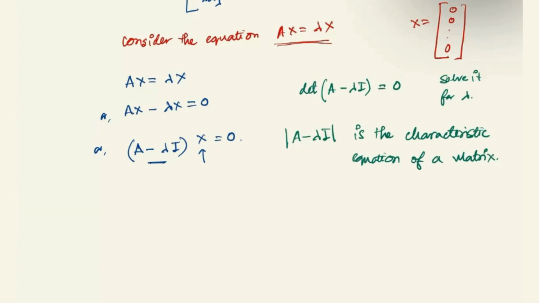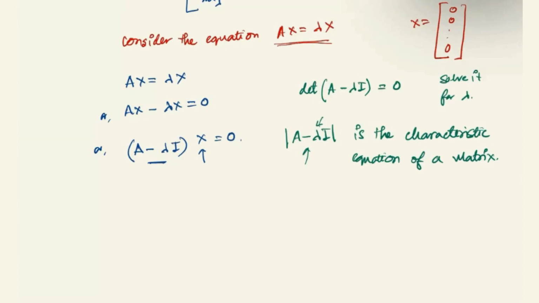And characteristic polynomial, whenever we expand this thing, it will become something in terms of lambda. So that will become the characteristic polynomial. There are many theorems. I'm not going to prove that, but let me take an example.